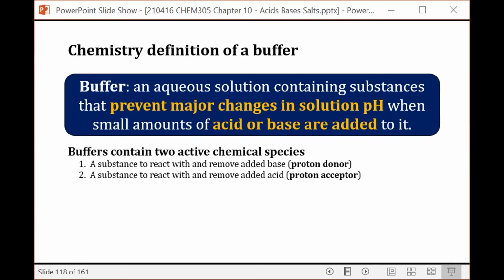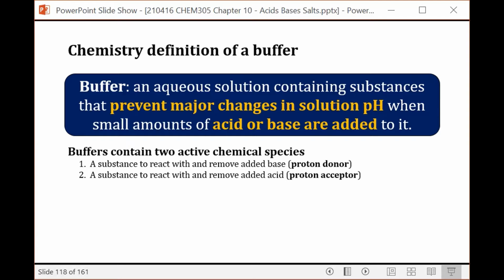And a buffer system also has to contain a substance to react with and remove any added acid. So a buffer system has to have something that can accept a proton, because if you add acid to a solution, you're generating more hydronium ions, more protons, and that could change the pH. So you need something that would accept the proton so that the pH doesn't change.